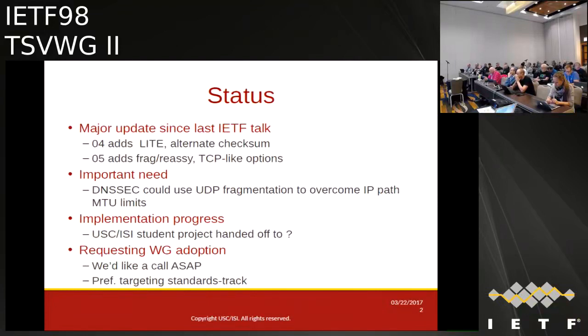Light is to emulate what UDP Lite does, where only a fraction of the UDP payload is covered by the UDP internet checksum. And alternate checksum was an attempt to add something like a CRC to be a little bit stronger than the internet checksum. 05 adds one of the suggestions that came on the list to support fragmentation and reassembly at the UDP layer. And it adds a whole bunch of other TCP-like options that turn out to be possibly useful, including things to measure round-trip times, to indicate the maximum reassembly size, etc.